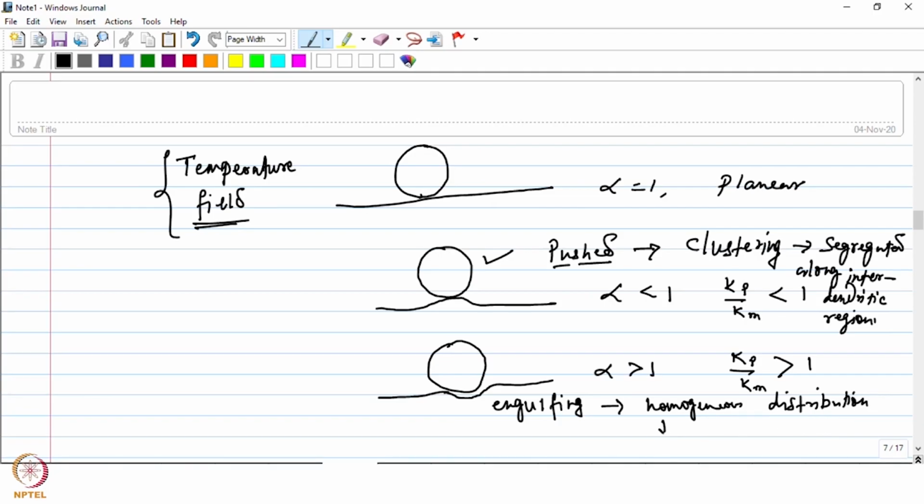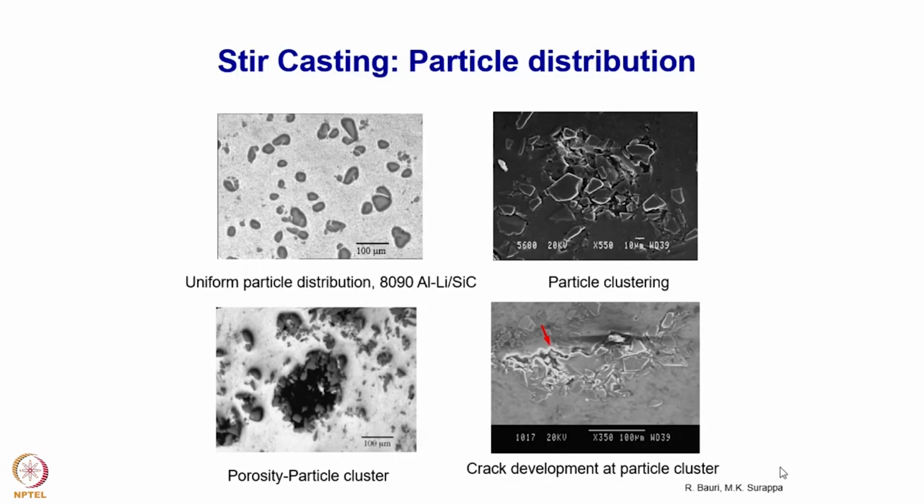Okay, so let me show you how the particle distributions look like and what is their effect on the composite properties. So these are some micrographs taken from aluminium lithium silicon carbide composites. Here the matrix material is an aluminium lithium alloy and the reinforcement is silicon carbide particles, as you could see from here. These are the particles, the black colored particles that you see over here. Those are the silicon carbide particles, and the rest is the aluminium matrix.